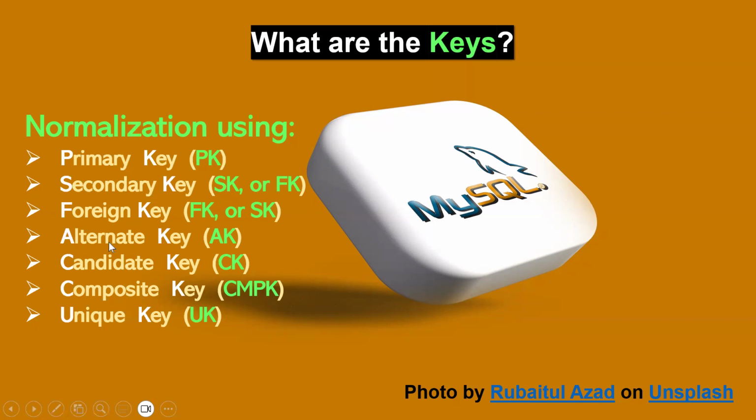Alternate key, before I discuss the alternate key, let's talk about candidate key. So if you have a student table with student ID, student name, first name, last name, subject, and department ID, all of those could be one of the keys. They're all candidates to be chosen as the primary key. That's why it's called a candidate key. All those attributes are candidates to be the primary key of that student table.